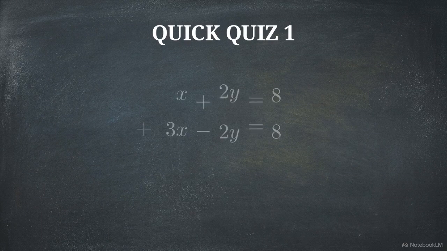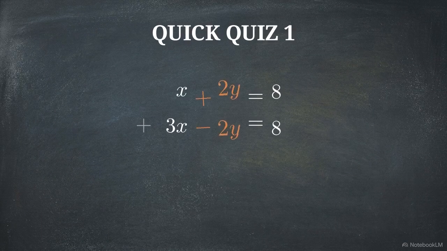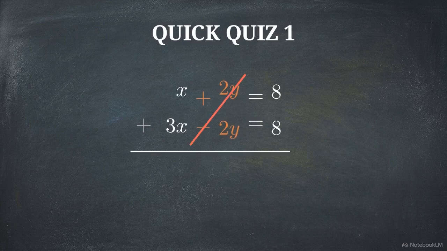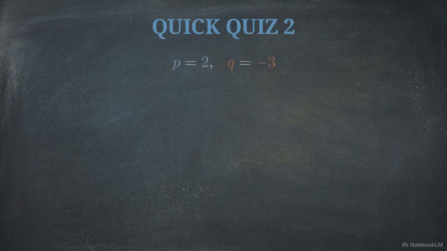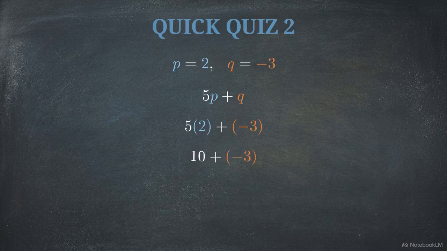Look at these 2 equations. Since we have a positive 2y and a negative 2y, we can just add the equations together to eliminate y. That leaves 4x equals 16, so x equals 4. Try one more. If p is 2 and q is negative 3, calculate 5p plus q. 5 times 2 is 10, plus negative 3 gives us 7.